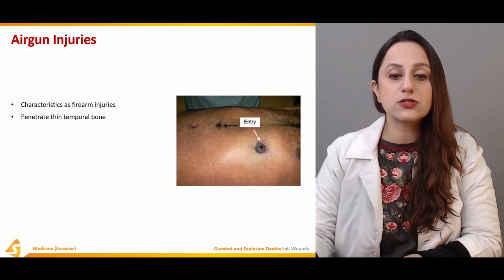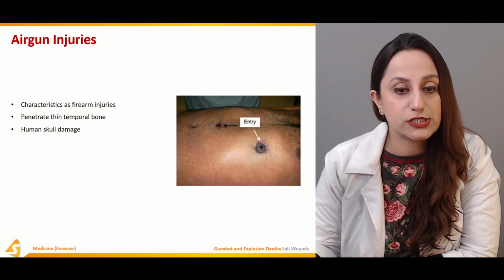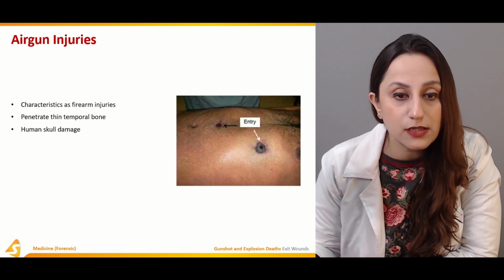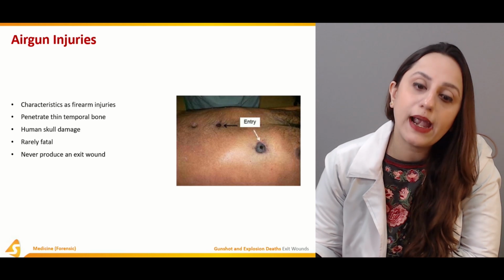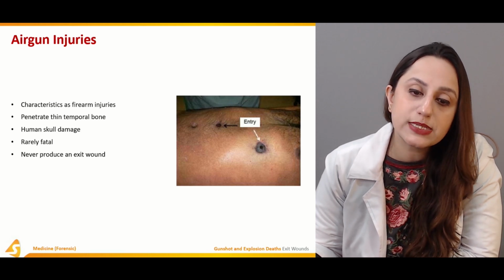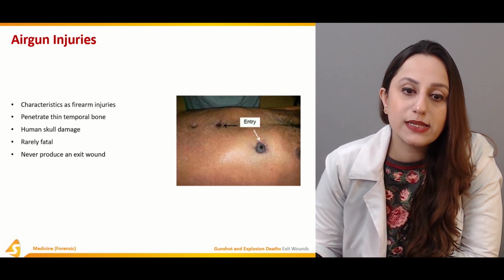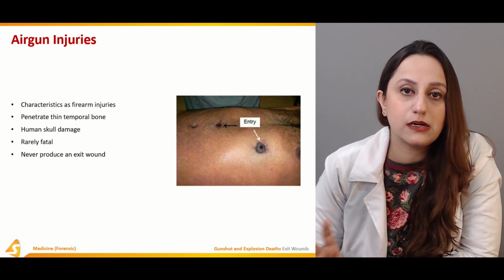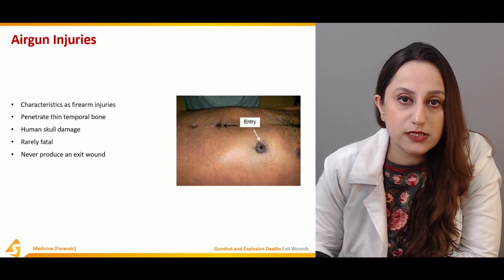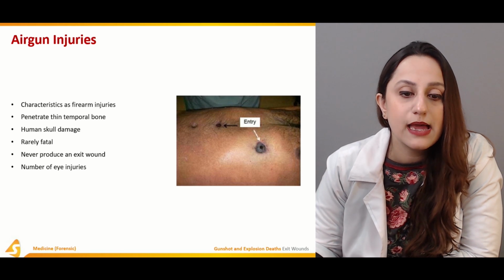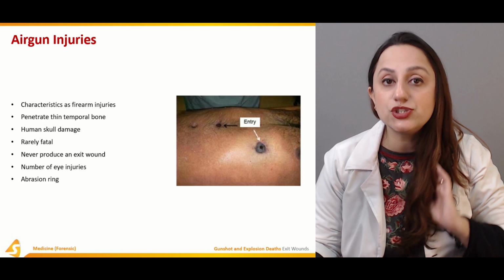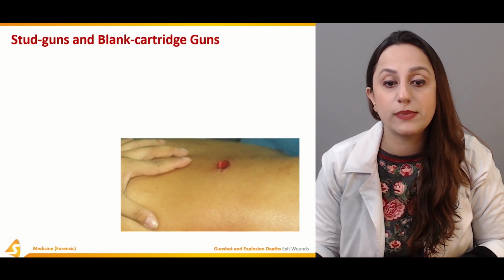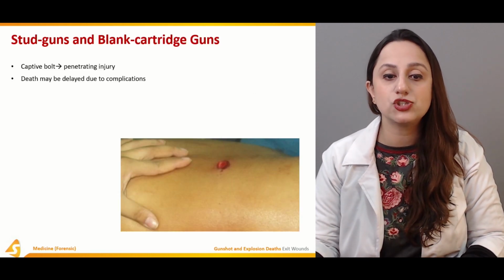Now, the characteristics of the air gun injuries are again very important. They penetrate through the temporal bone, and the human skull can be damaged in such cases, and it is rarely fatal. It never produces an exit wound. So it is basically a very weak kind of injury observed in such air gun injuries. Eye injuries are quite common in such cases, and the abrasion ring is again another phenomenon which is quite commonly seen in such cases.